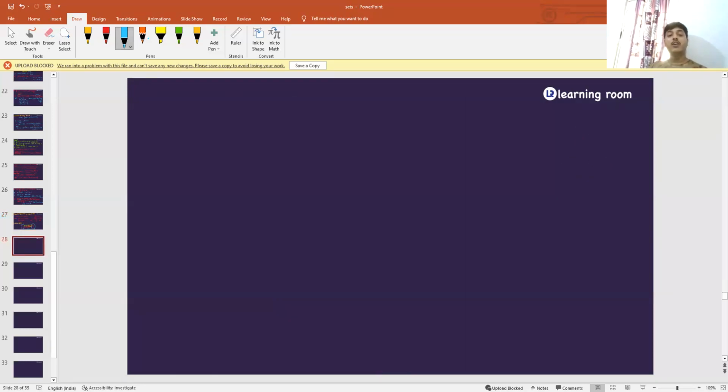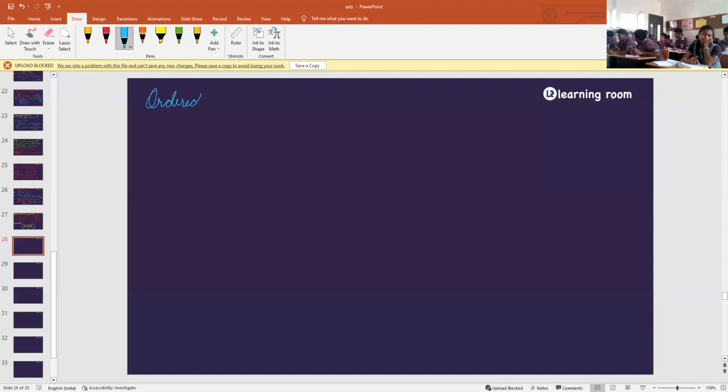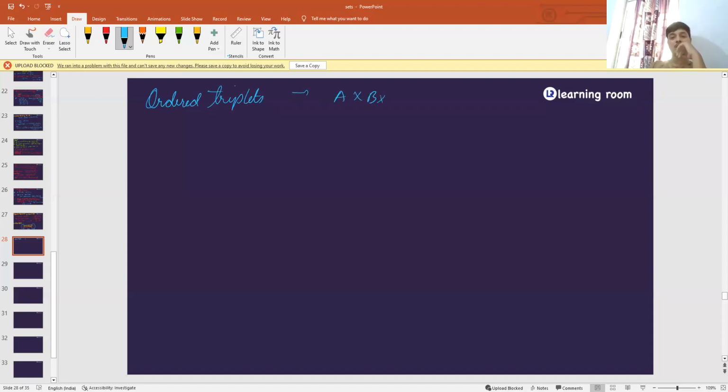Complete that, sir. Good. We can also define ordered triplets. Earlier we used to study about ordered pairs only, right? Yes. We can also define ordered triplets. Ordered triplets are nothing but A cross B cross C. How do we find this? Let us say A is {1, 2}, B is {2, 3}, and C is {3, 4}. Now let us change the numbers. 1, 2, 3, 4, 5, 6. Okay.